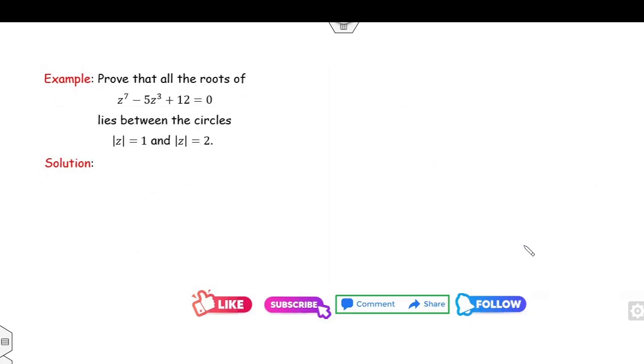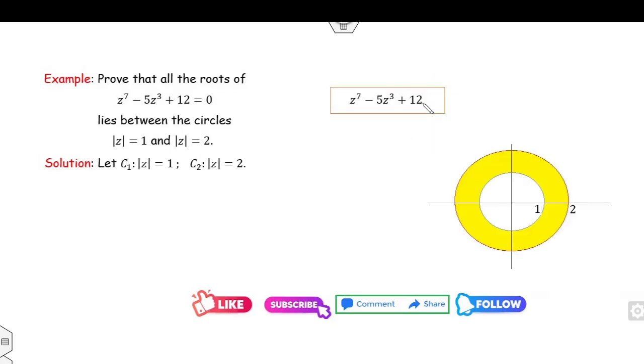Look at the second example. Again, prove that all the zeros lie between 1 and 2. So what is the region? You can see this is circle C1 and this is circle C2. Your target is to prove all the zeros lie between 1 and 2. This is my target. Now firstly, I can check on C1.